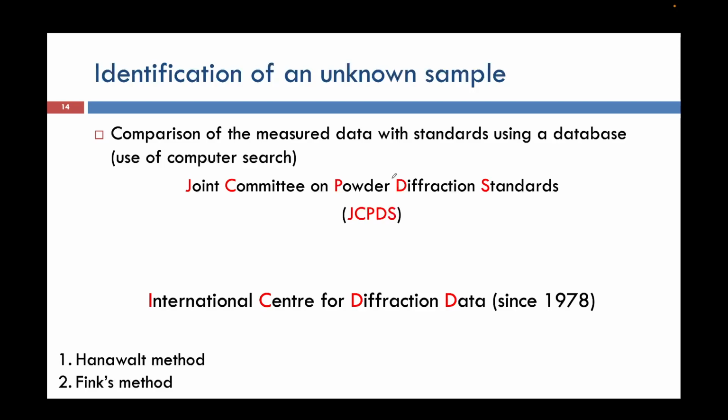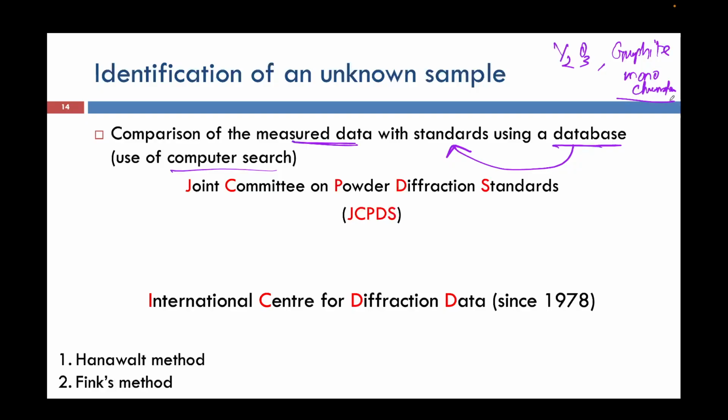sample. That means whatever the measured data we are getting here, it is the comparison of the measured data with a certain database, by use of computer search. Why computer search? We will see it when we are doing the indexing. So using the computer search, those databases are generated by using different standards. Generally some standards are used. One standard is Y2O3, another one is graphite monochromator. So these kinds of standards are used for generating the standard data.